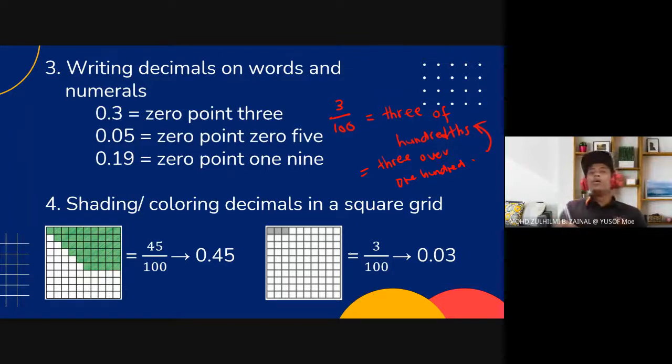For example, 3 of hundreds macam ni, 3 shaded parts. So you just write down 3 over 100, 3 of hundreds, and then you change it into 0.03. Okay, this is how you make. If the question asks you to color, give you the decimals, for example 0.50, and then the question asks you to shade, so you just shade lah. 0.50 is for 50 of 100.